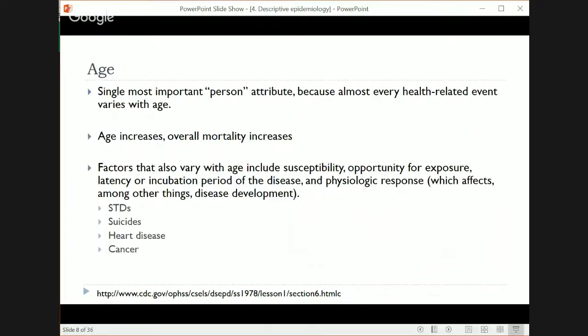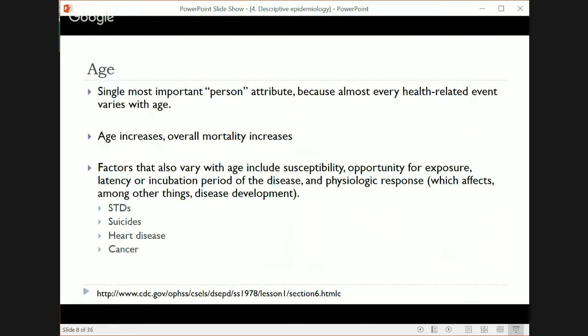So age is the single most important person attribute because almost every health-related event varies with age, right? We just saw it on the gonorrhea slide. And you'll see it with all chronic conditions. As age increases, overall mortality increases, the rate of chronic conditions increases.